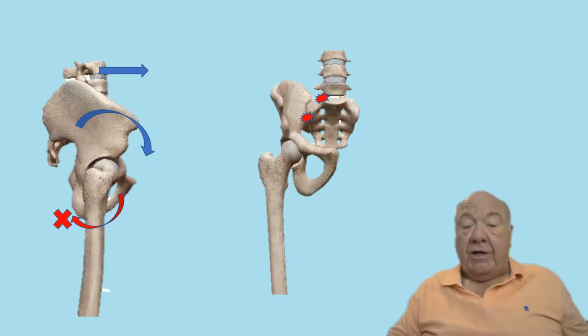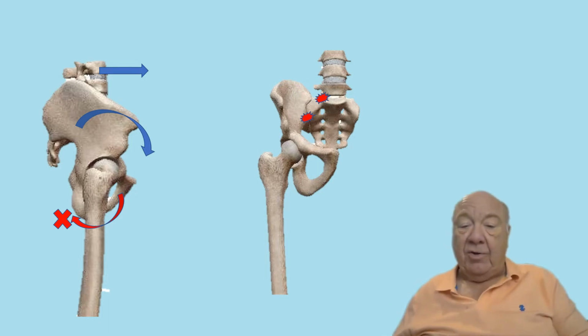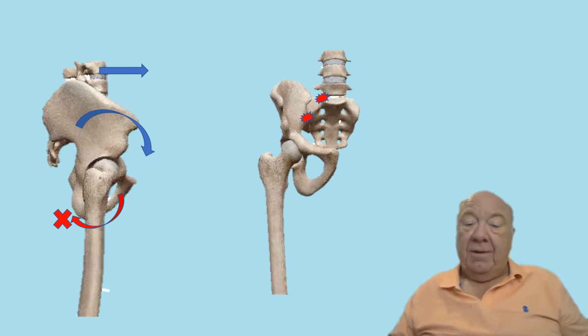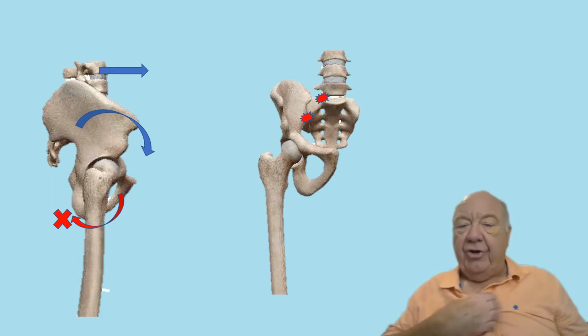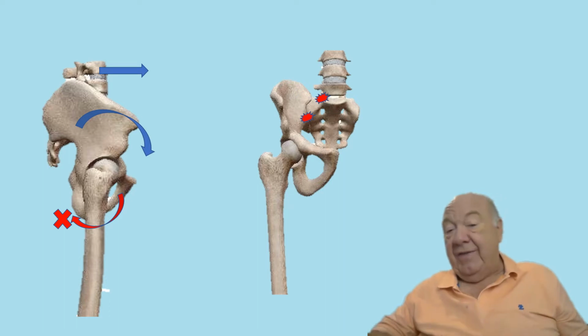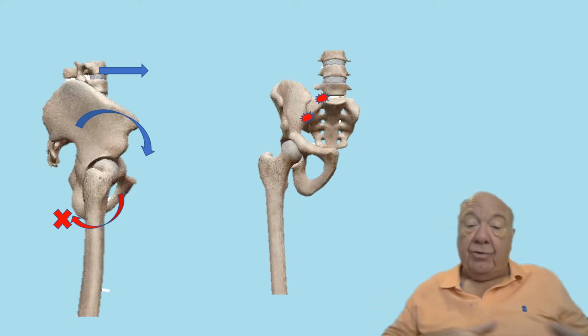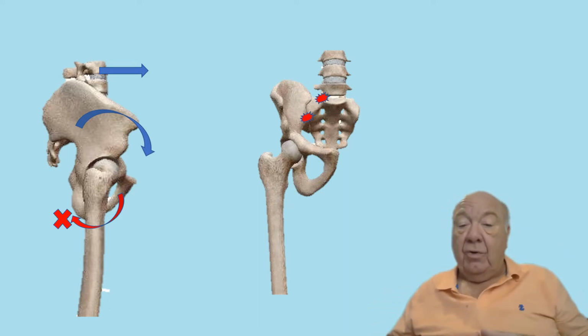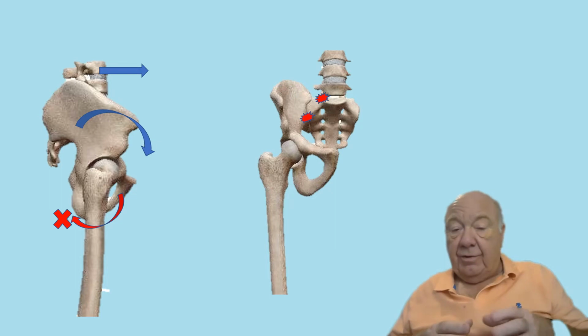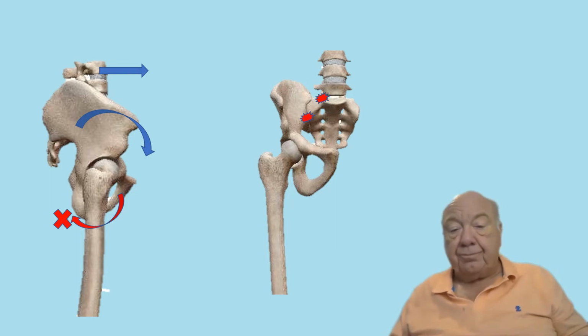But you've lost extension. So that extension has to be gained from elsewhere, and it's going to be gained immediately within the same unit. It will be gained at the SI joint with the innominate anteriorly rotating, that is extending more because the hip can't do it, and also at the lumbar spine, where you'll see an increased lordosis as you lose that extension below.